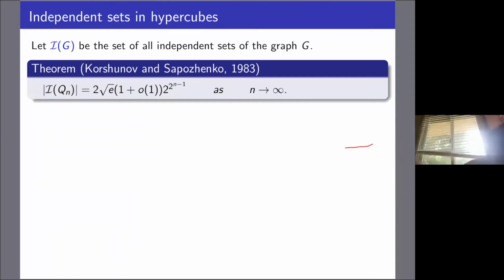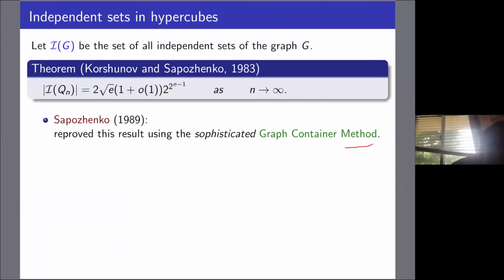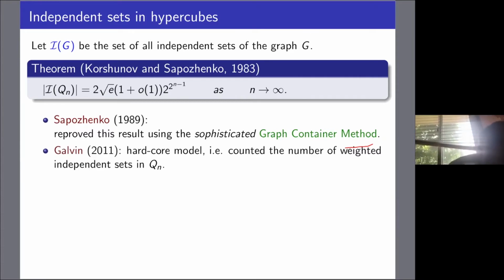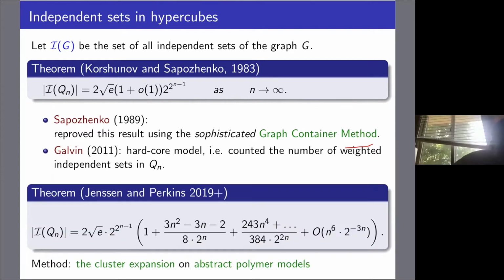And later Sapozhenko gave a different proof where he used the graph container method, and I put here the word sophisticated, and maybe later from the talk it will be clear why I say that. And this result was extended, popularized by Galvin, who was motivated by the hard-core model, and counted weighted independent sets. I will not go into the topic of weighted independent sets.